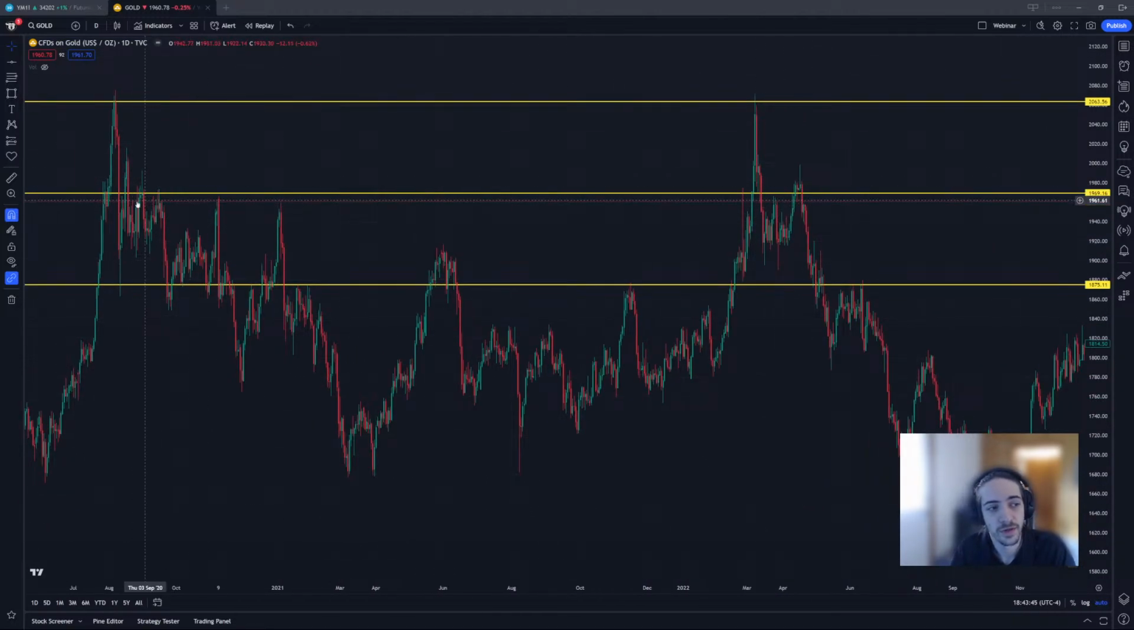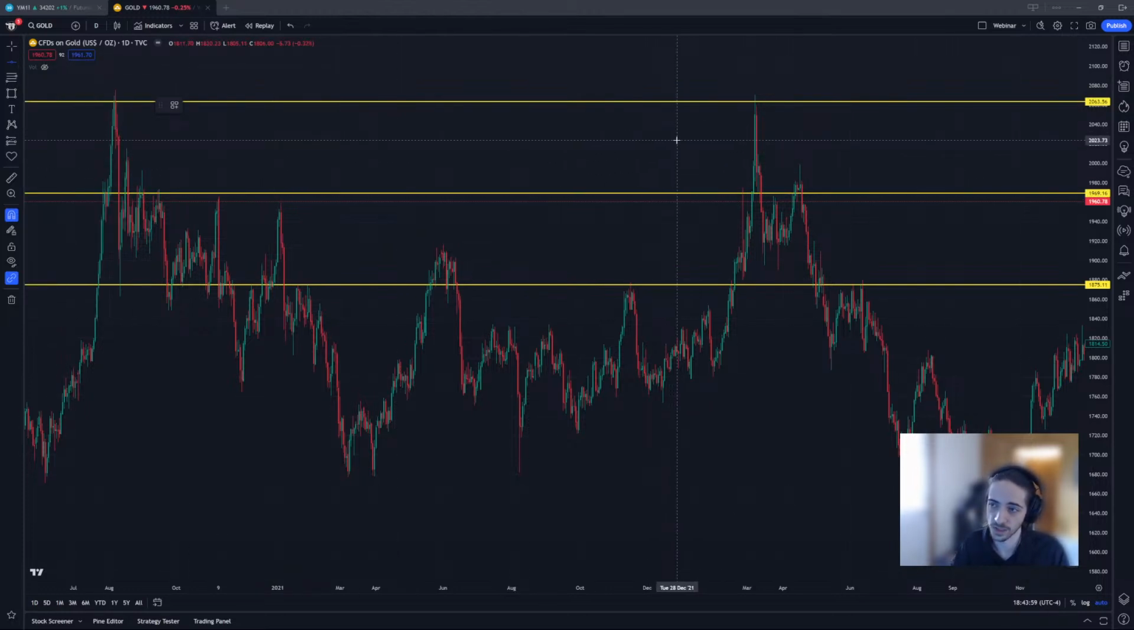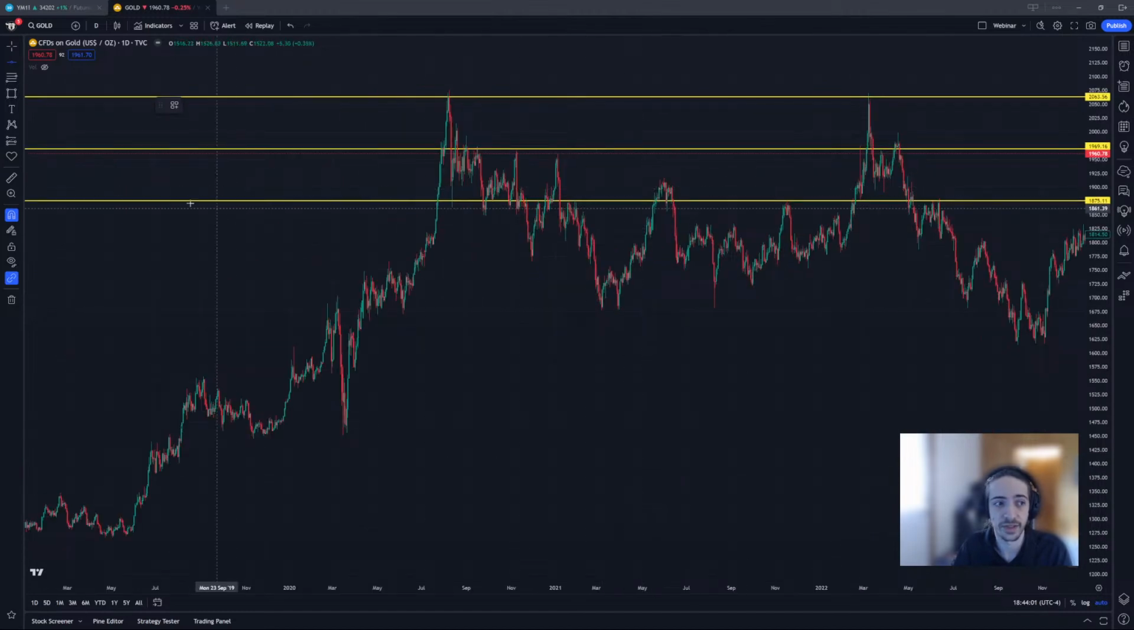So again, I would mark this area, and when I'm doing key levels on TradingView, I like to use the horizontal line versus the horizontal ray, because the horizontal ray just goes to the right, whereas the horizontal line will go to the left as well. And with that, you're able to really see the history of that level.